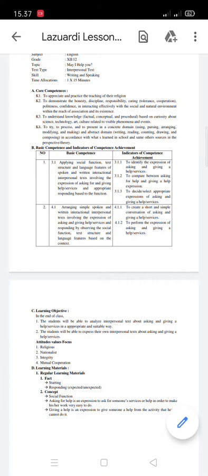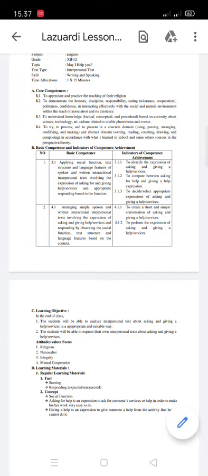The indicators of competence achievement based on 3.1 are to identify, to compare, and to decide or select appropriate expressions of asking and giving help or services. For 4.1, it is arranging simple spoken and written interactional interpersonal texts involving the expression of asking and giving help or services, and responding by observing the social function, text structure, and also the language features based on the context.